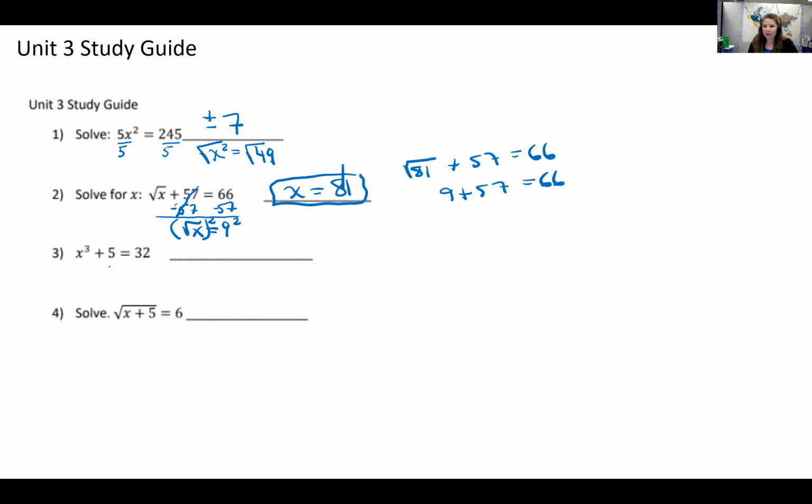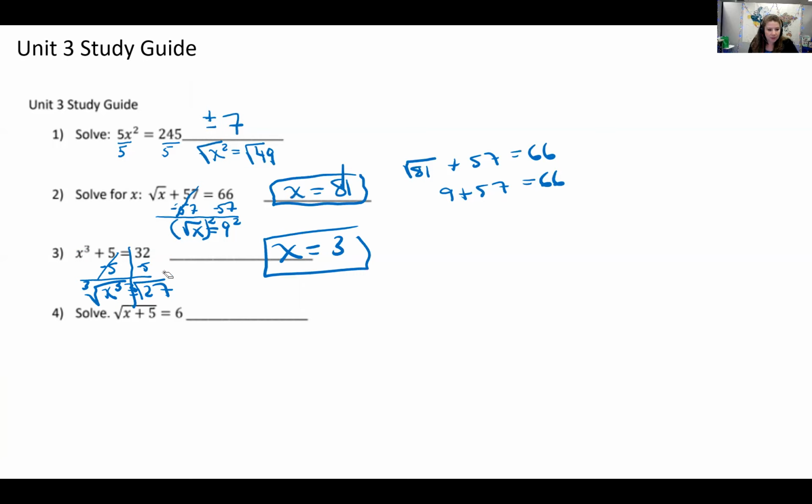Number 3, I want to get rid of plus 5. So I'm going to subtract 5 from both sides. So that's gone. I'll bring down x cubed is equal to 27. So how do I get rid of x cubed? I find the cube root of both sides. So the cube root of 27 is 3. X equals 3. So if I plug it in, 3 cubed is 27. 27 plus 5 is 32.